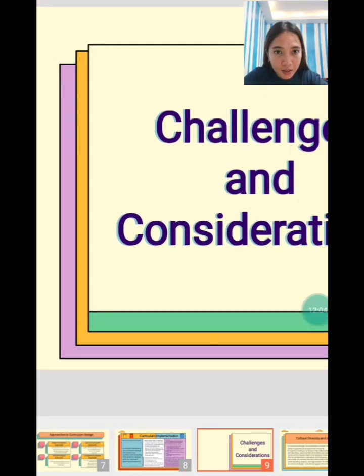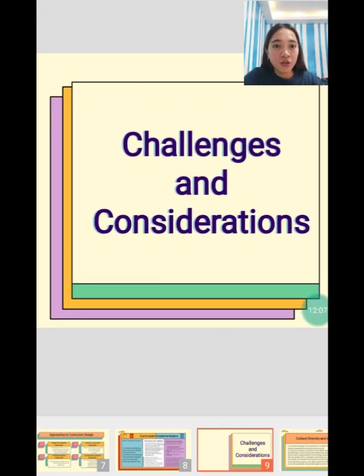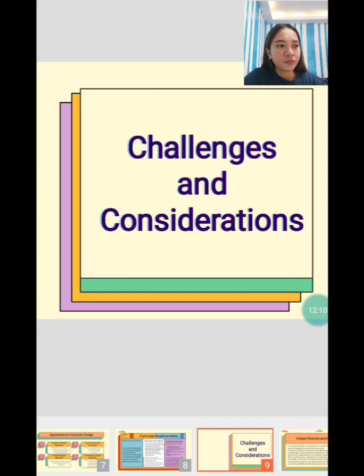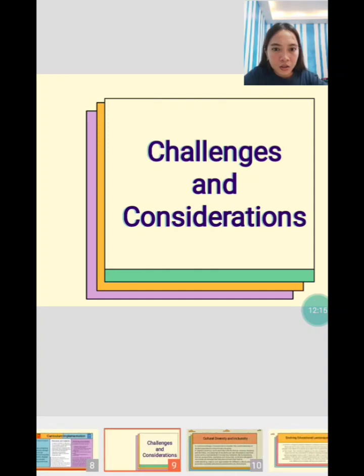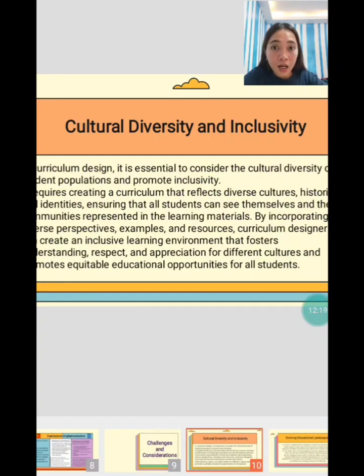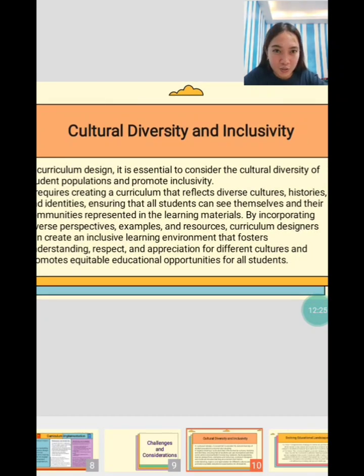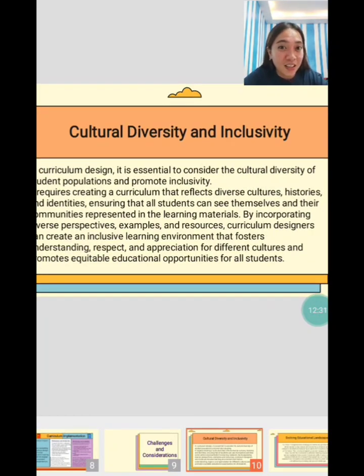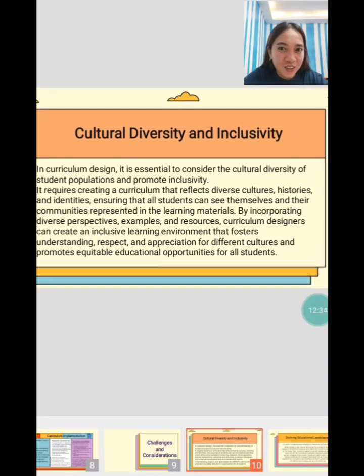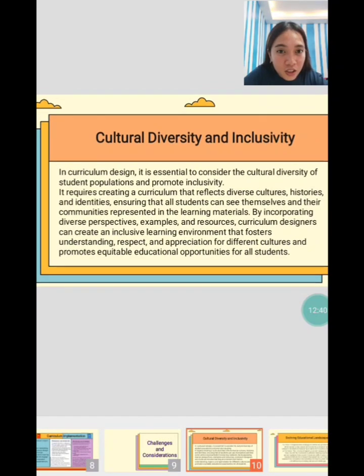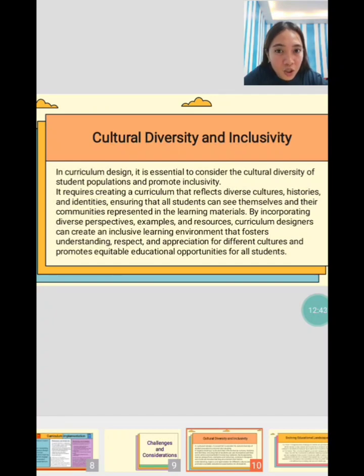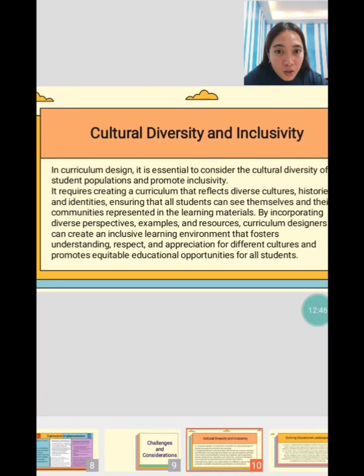Next is the challenges and considerations. First in the challenges and considerations is cultural diversity and inclusivity. In curriculum design, it is essential to consider the cultural diversity of the student population and promote inclusivity.